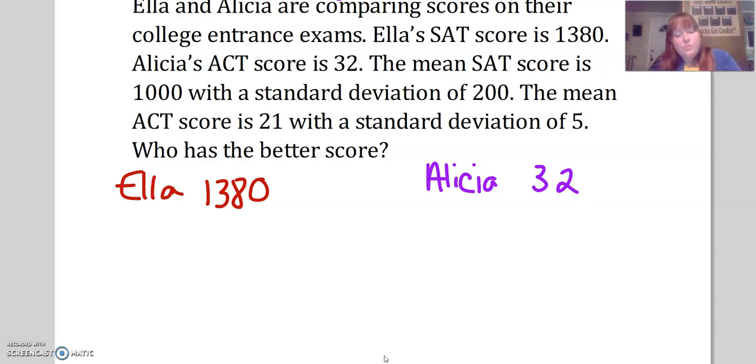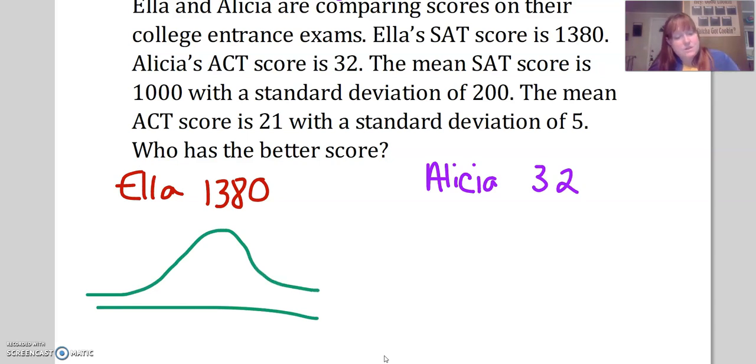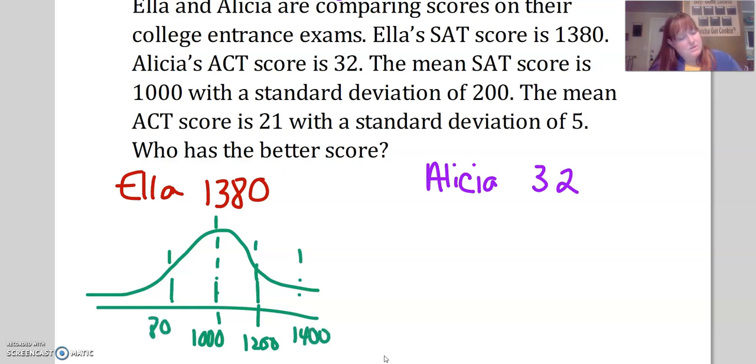So if we could think about a standard or a normal curve of SAT scores, it's going to have a mean of 1,000 with a standard deviation of 200. So the next value up is going to be 1,200, and then the next value up is going to be 1,400, and so then we're going to go to 800 and 600, okay?